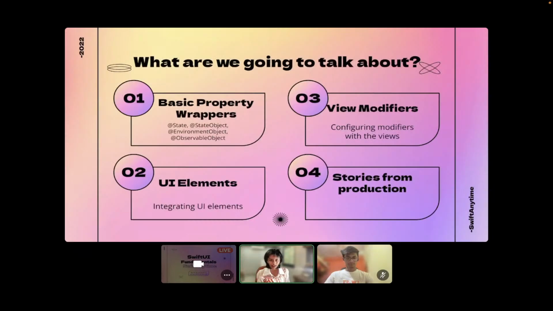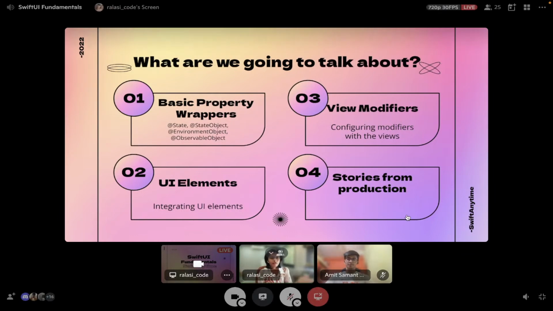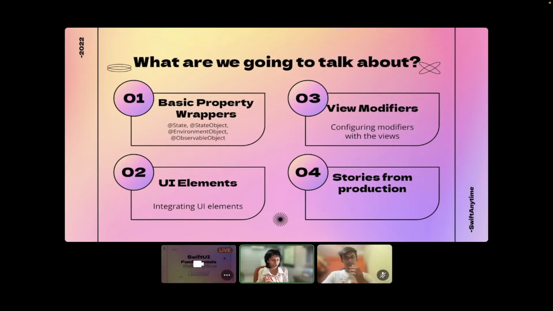Let's continue with that. In today's session, we are going to talk about some fundamental things. First, we'll go for property wrappers. There are different property wrappers. I see them used everywhere, but nobody actually talks about what's the actual difference between State or Binding, or why we use EnvironmentObject, or why StateObject works so well for refreshing the view. So we'll talk about that.